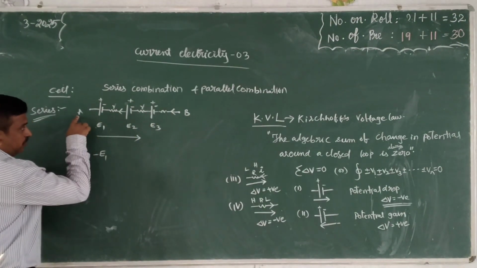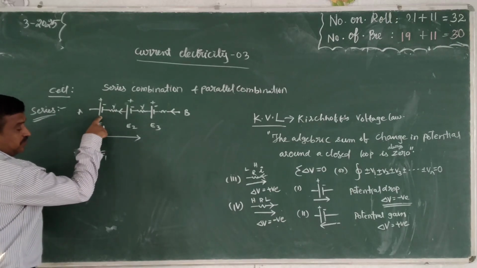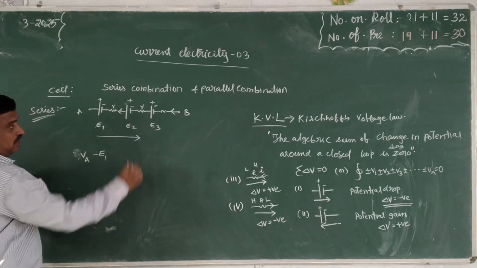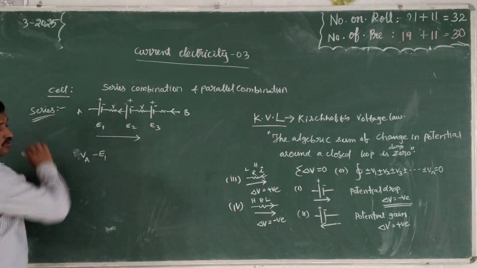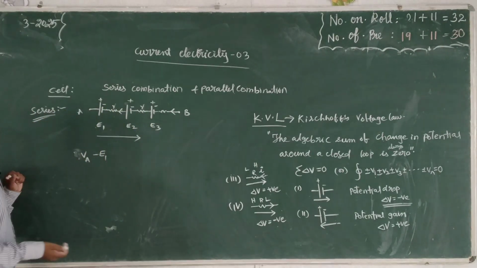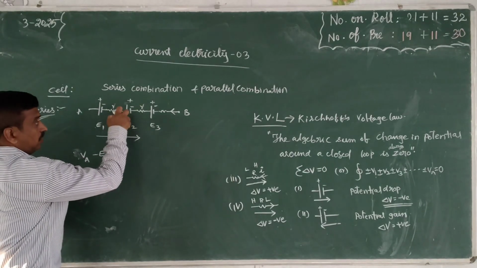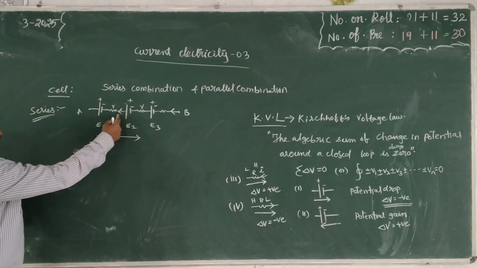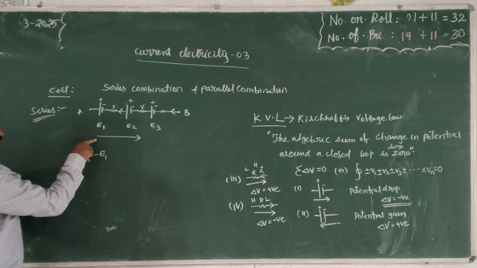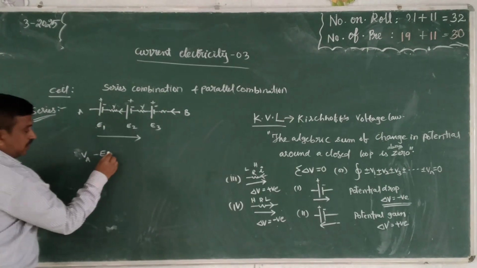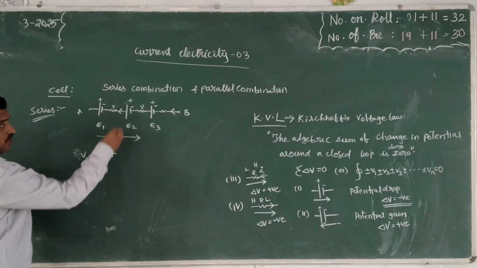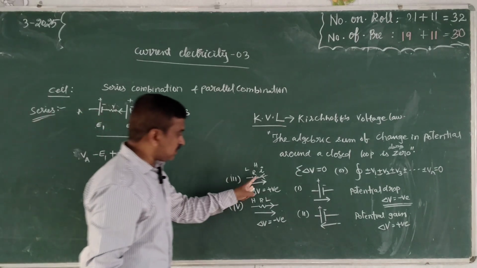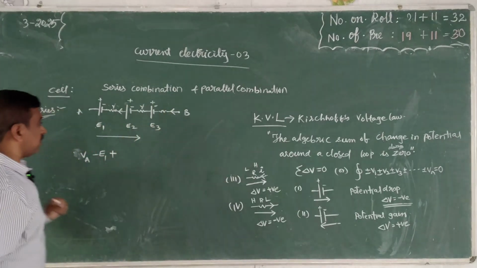So VA is the potential at A, the potential at the first cell is minus E1, and then the potential across this resistor. See here, the direction of current is leftwards and the direction of loop is rightwards, so the current and loop directions are opposite. When the current moves from higher to lower, the loop goes from lower to higher, so we take plus, a potential gain.